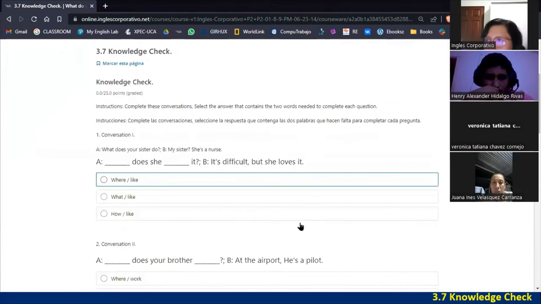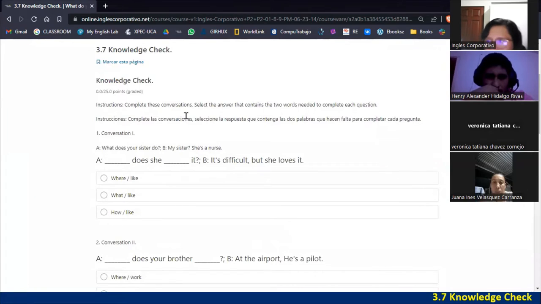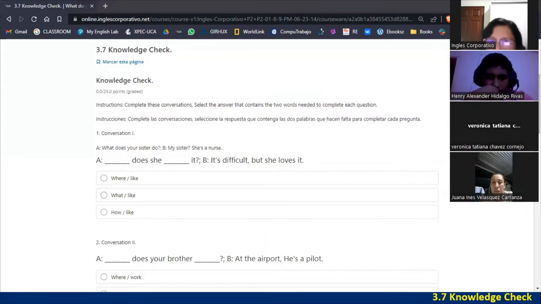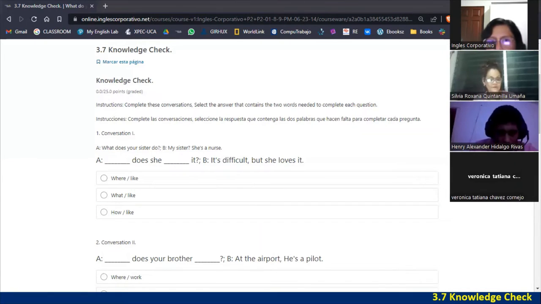So in the knowledge check section, it says, complete these conversations. Select the answers that contain the two words needed to complete each question. Okay, I'm going to duplicate this page, this website here. And I'm going to ask, what does your sister do? My sister, she's a nurse, right? So what about letter A? What do you think are the two words that we need? One, two, or three? Three. Okay, let's go ahead and check to see if that's what we need.